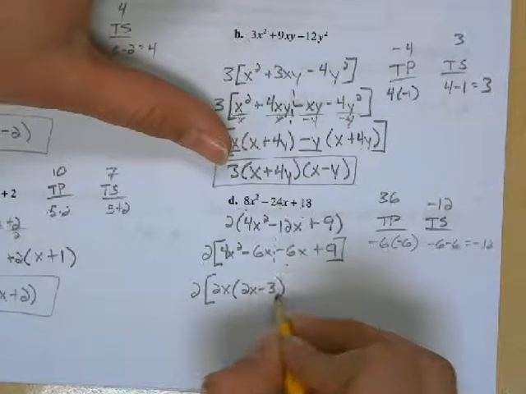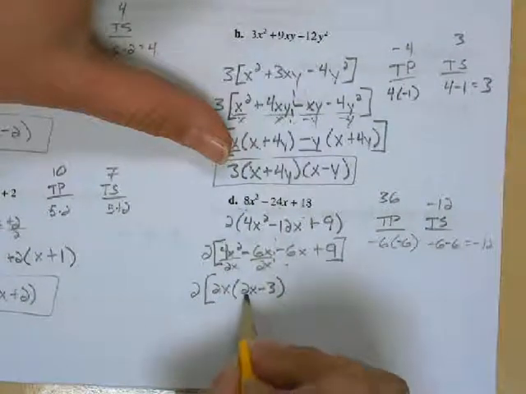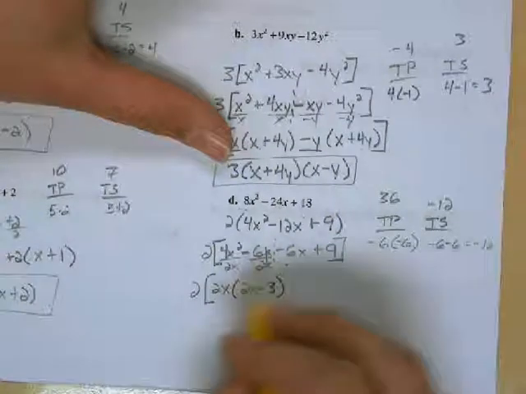Be very careful here when I divide by 2x. 4 divided by 2 is 2x. 6 over 2 is 3. The x's cancel. So 2x minus 3.